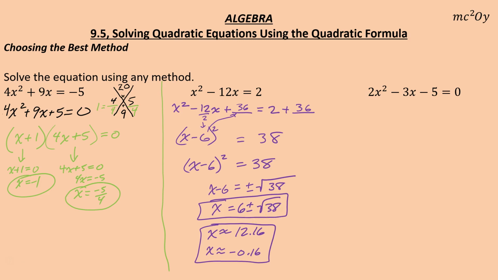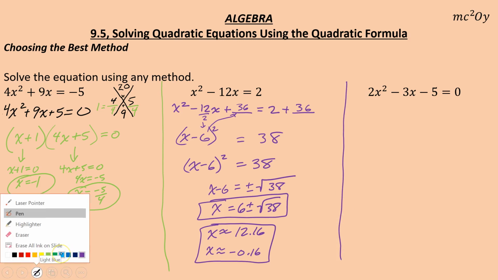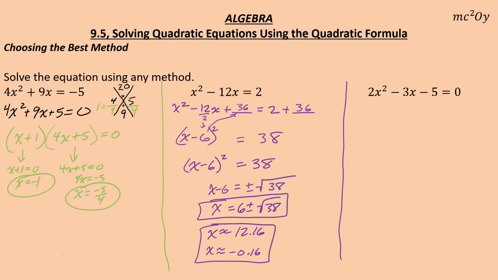All right, and then I approach my last one here, kind of going through my process again. A, B, C, there's a B term, so I can't use square roots. I'm not going to use graphing. I'm going to try factoring, see if it works. Are there two things that multiply to make 2 times negative 5, or negative 10, and add to make negative 3? So can two things multiply to make that and add to make that?